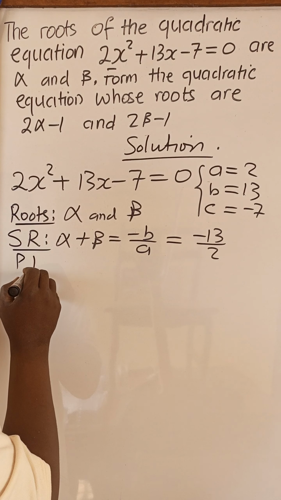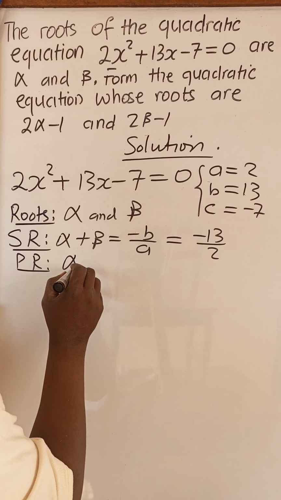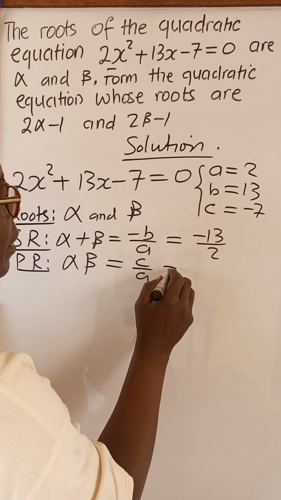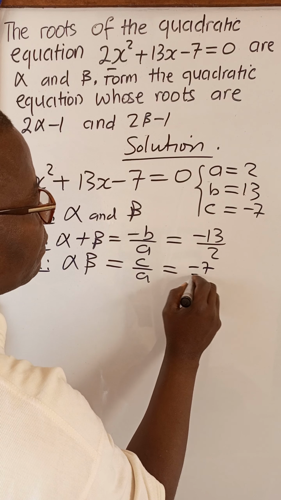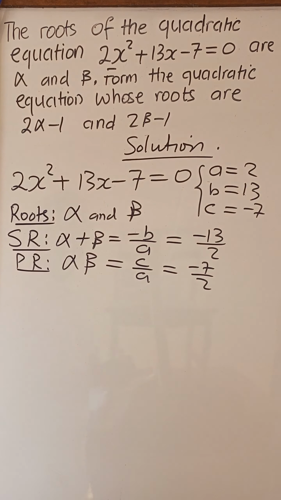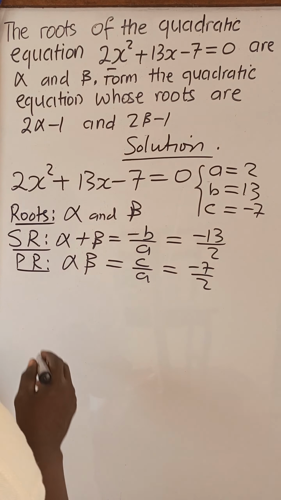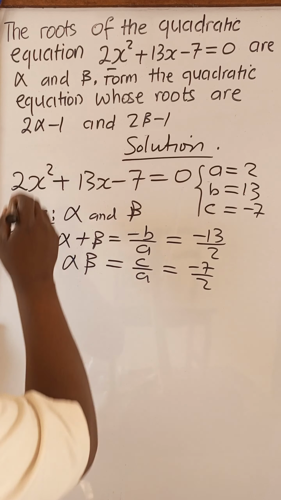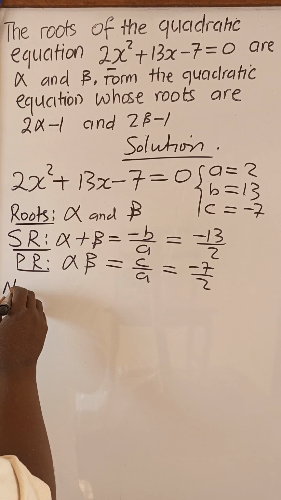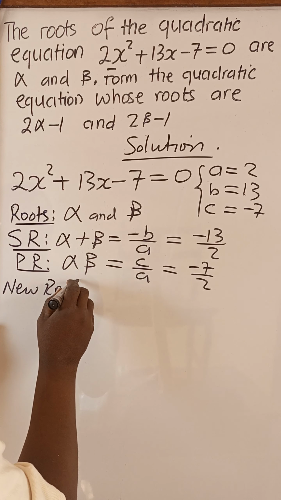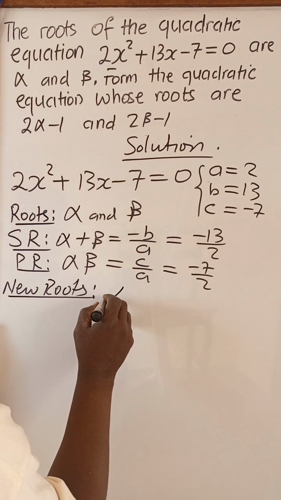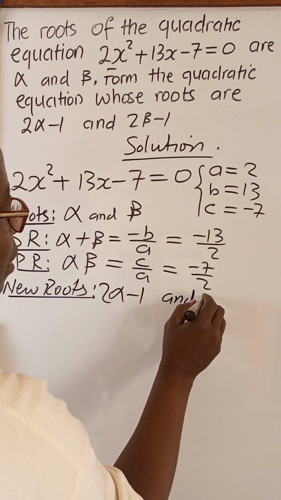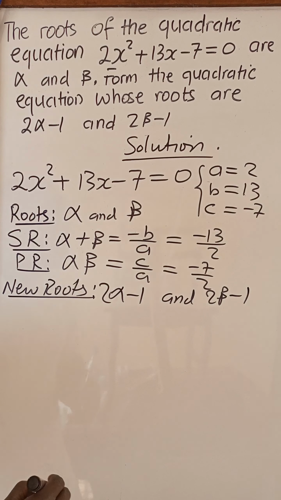We also know product of roots. That means alpha multiplied by beta is c all over a. So we have negative 7 all over 2. Okay. Now, these are standard for this equation. Now, let's look at new roots. We are given new roots. Our new roots are 2 alpha minus 1 and 2 beta minus 1.